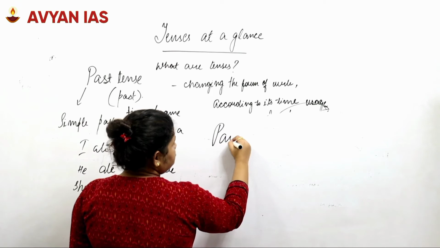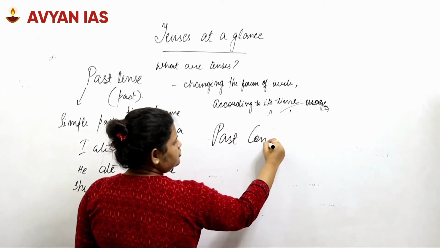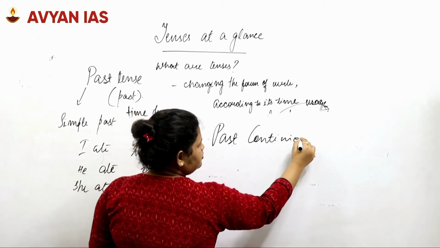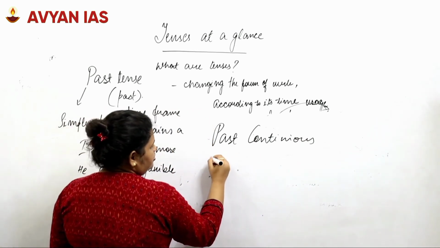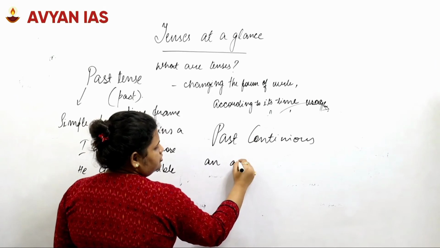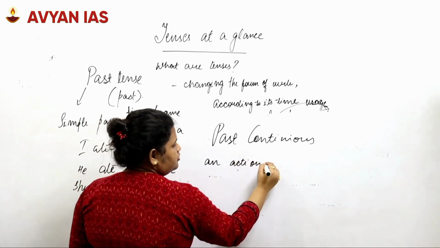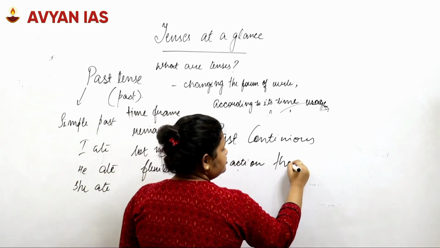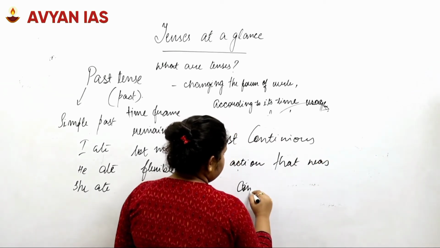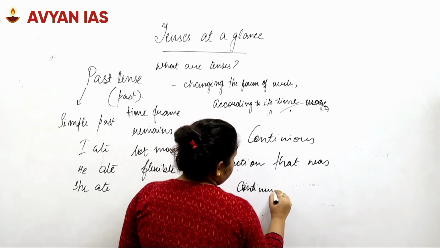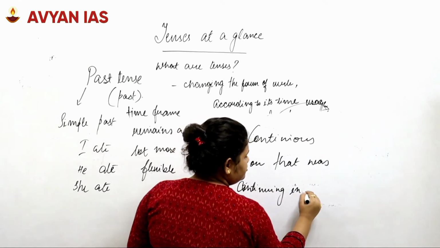Past continuous. Past continuous would mean an action that was continuing in the past.